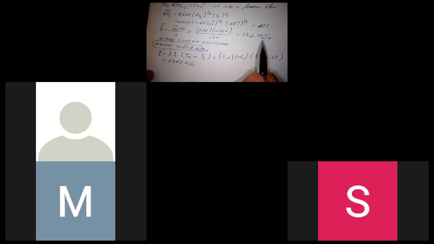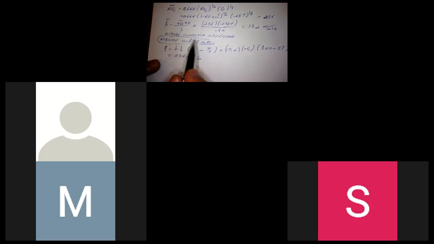So we plug the thermal conductivity in here, 0.0364, or 36.4 times 10 to the negative third, over 0.5, which gives us the average heat transfer coefficient of 17.2 watts per meter squared Kelvin. This we call the average convection coefficient, h bar.